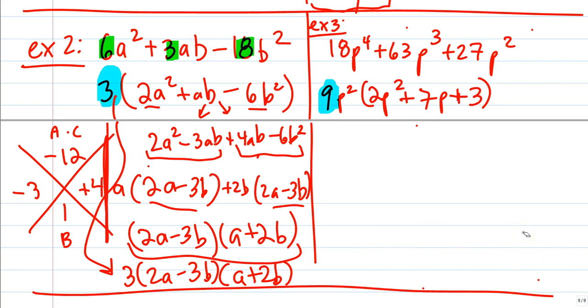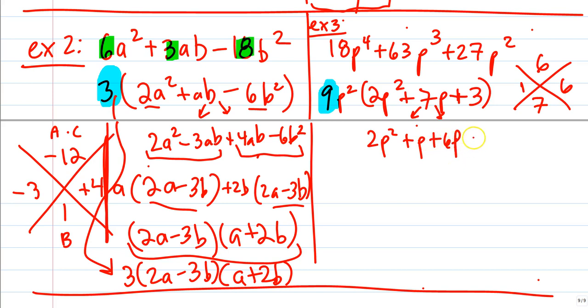Still complicated. How am I going to factor this? AC on the top, 2 times 3 is 6, B on the bottom. What multiplies to make 6 and combines to make 7? 1 and 6. Split the 7. So I have 2p squared plus p plus 6p plus 3. This 9p squared, don't forget to bring it down.